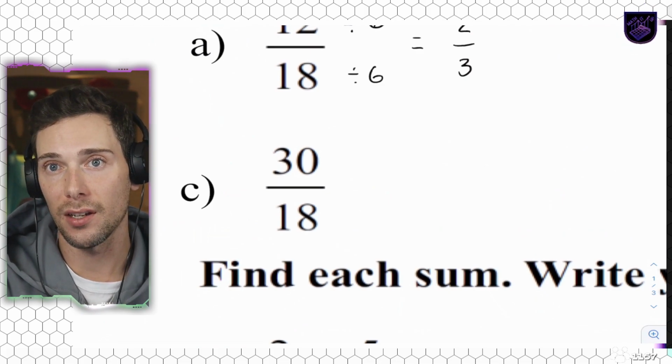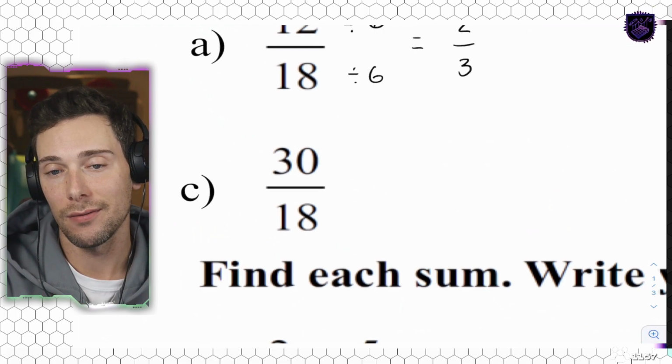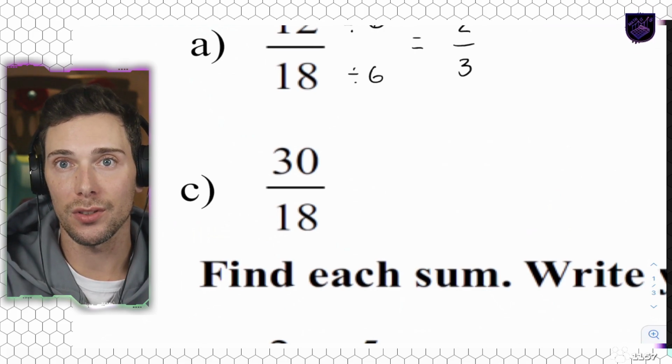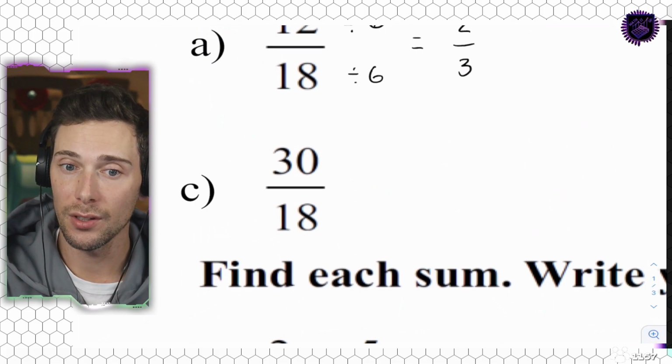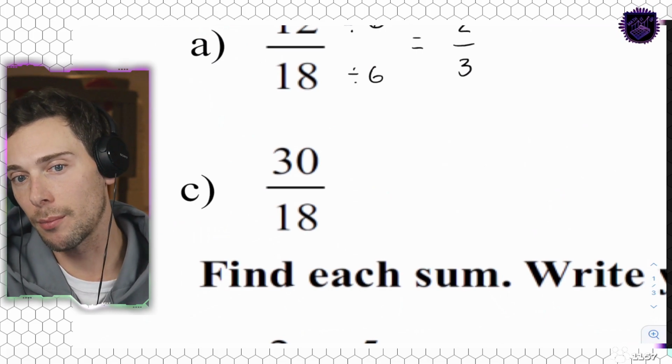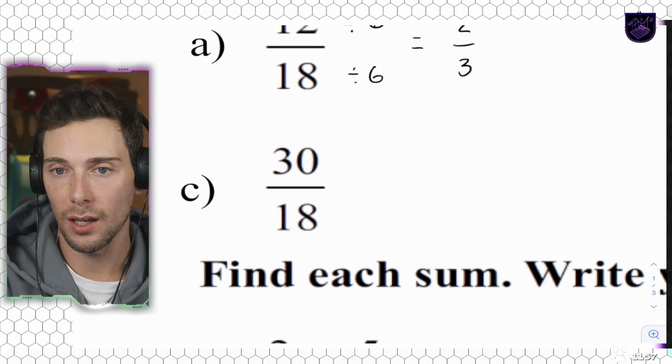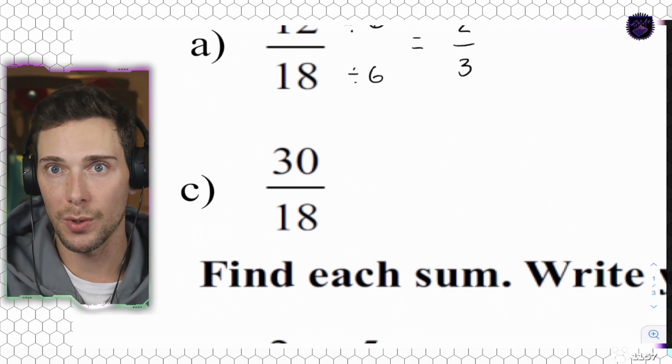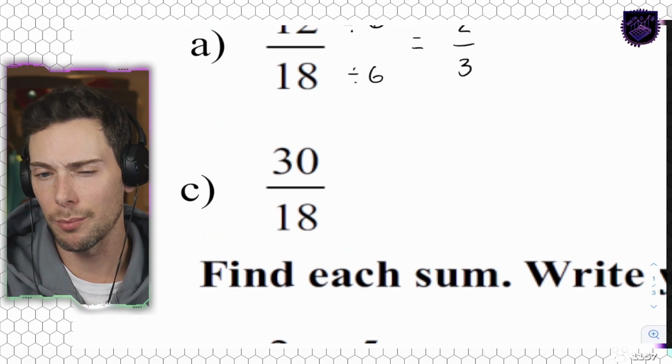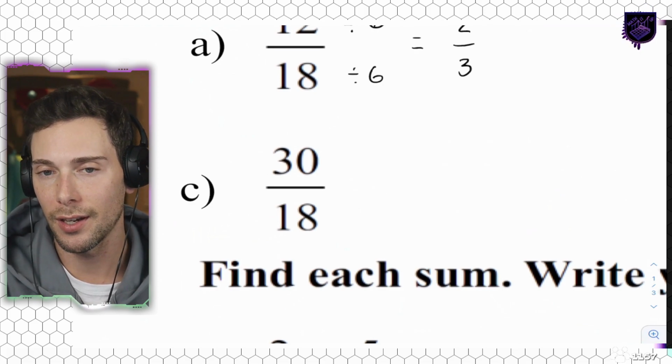30/18. Now this is an improper fraction, so it's going to turn into a mixed number. We have two routes. We can simplify first, or we can pull the mixed number out first. It's up to you which way you go. I think with this one, I'm going to pull the mixed number out first and then simplify.